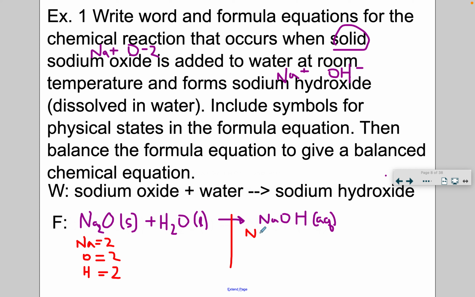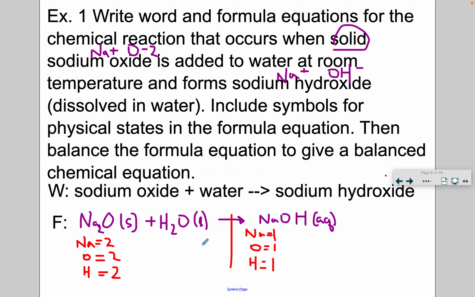So then I go over here. All right, Na, how many Nas do I have? 1. Oxygen, 1. Should be an equal sign right there. Hydrogen, 1. So are we balanced? No, we are not balanced. We got 2, 2, 2, 1, 1, 1.